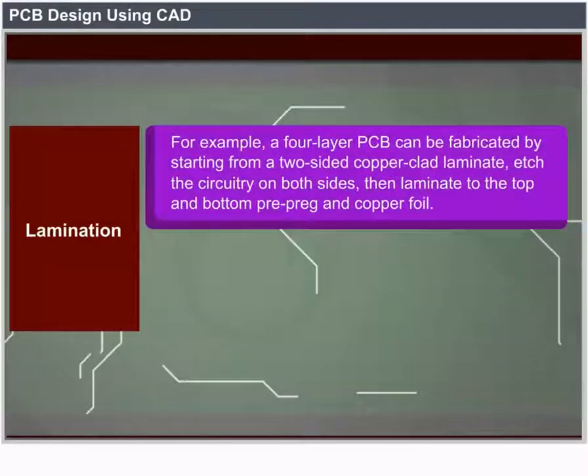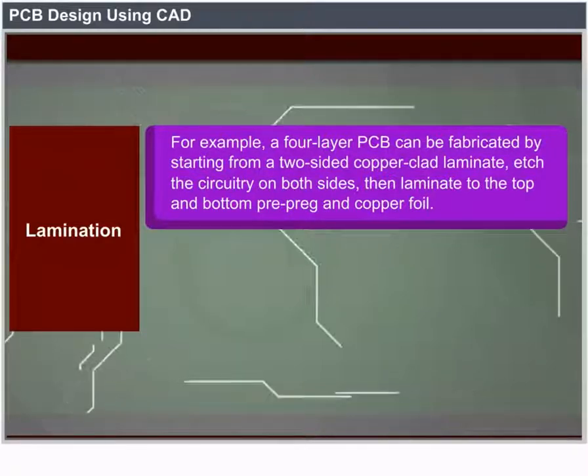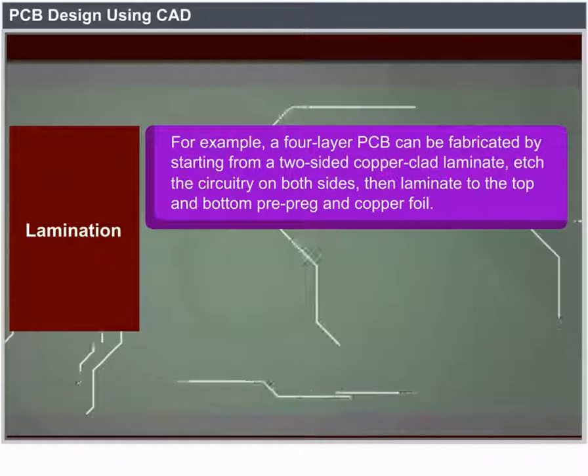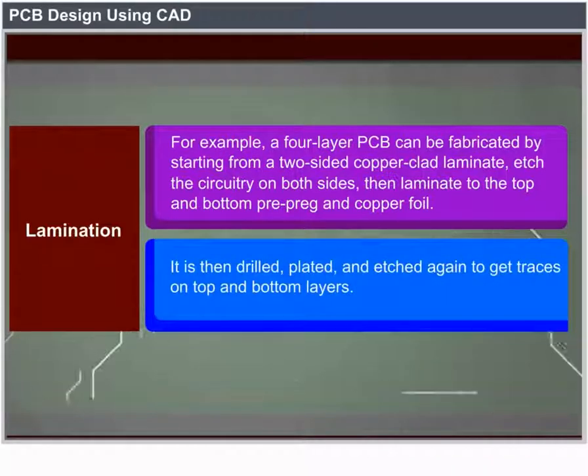For example, a 4-layer PCB can be fabricated by starting from a 2-sided copper-clad laminate, etch the circuitry on both sides, then laminate to the top and bottom, pre-preg and copper foil. It is then drilled, plated and etched again to get traces on top and bottom layers.